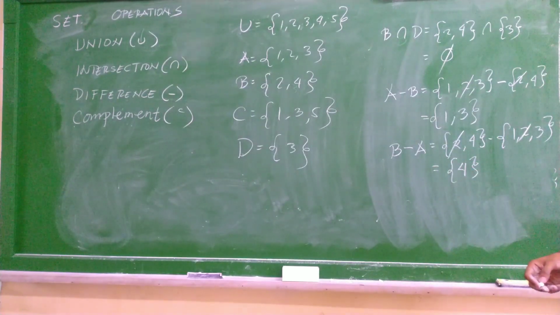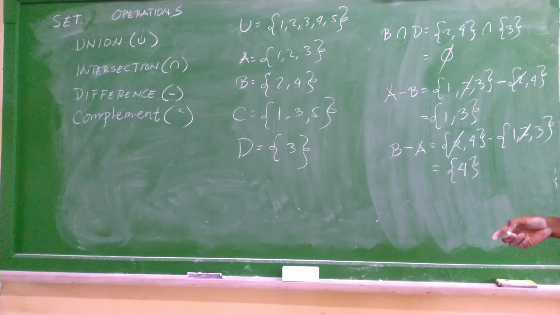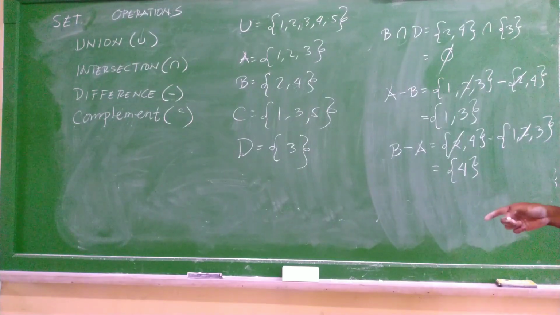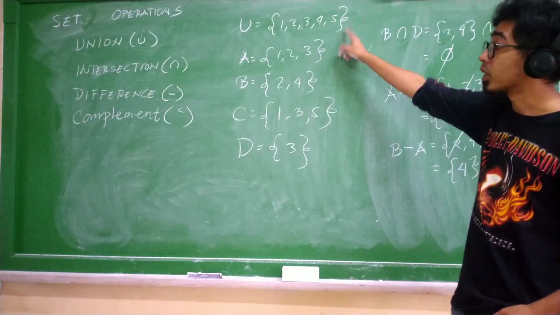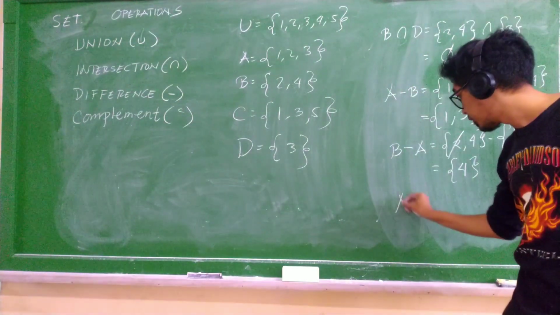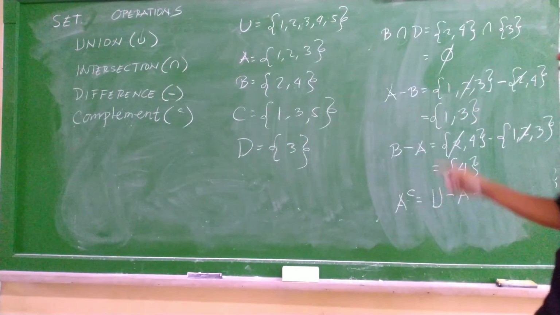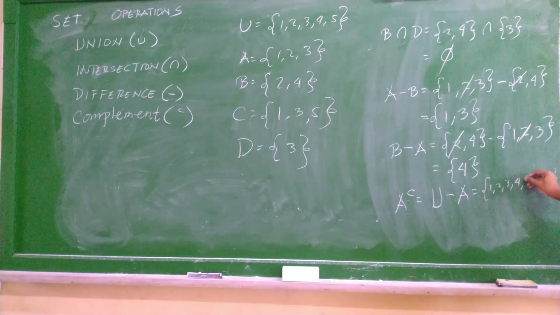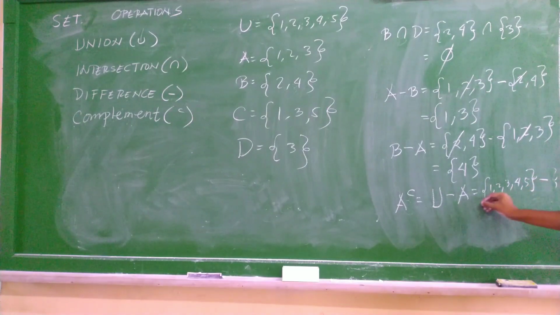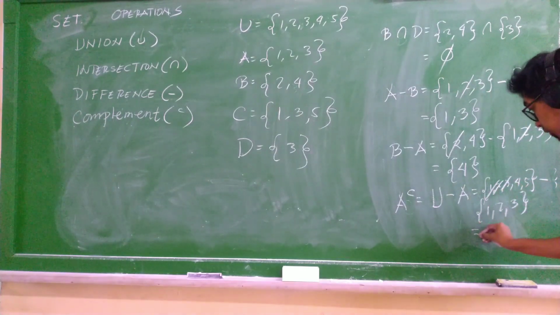What about complement? Complement is similar to difference in such a way that instead of having two sets, our first set will always be the universal set. So if we have A complement, that is the same as U minus A, which is, in our case, U is 1 to 5, minus {1, 2, 3}. What is left? 4 and 5.